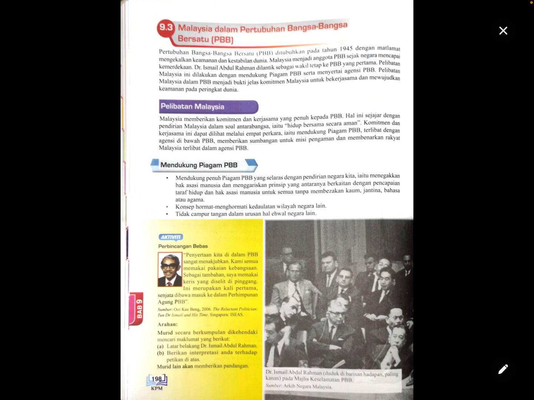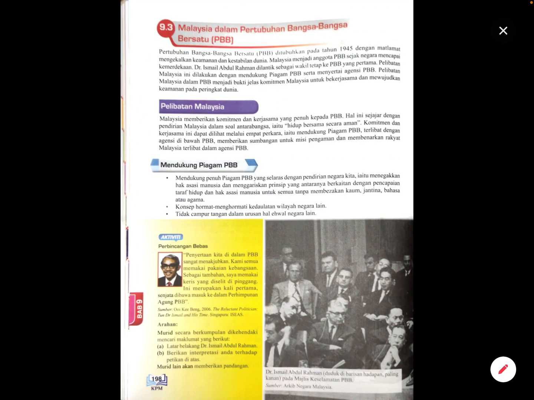Okay, next is Malaysia and PBB. So PBB, or as you know, United Nations, was made to protect the peace and stability of the world. Malaysia became a PBB member after independence. So Malaysia joining PBB is proof that Malaysia is a country, and it's also proof that Malaysia supports peace and stability.